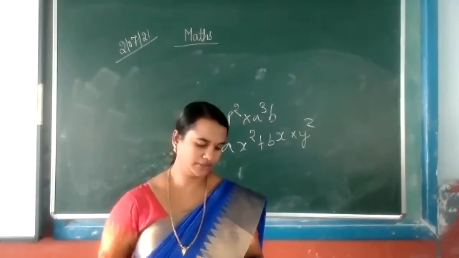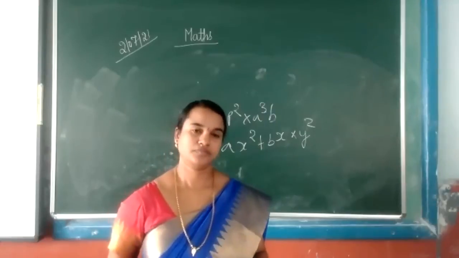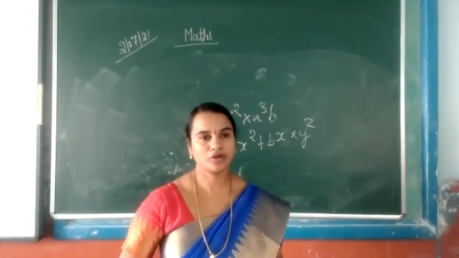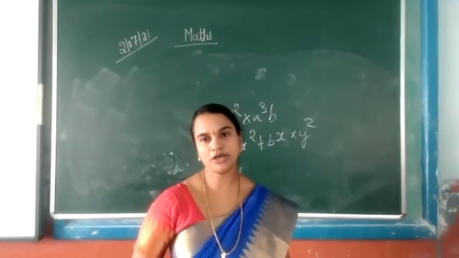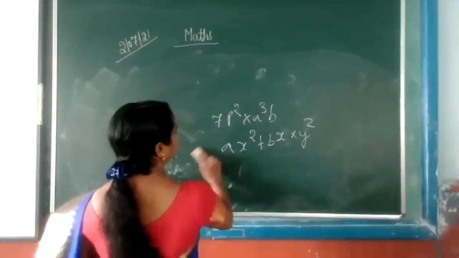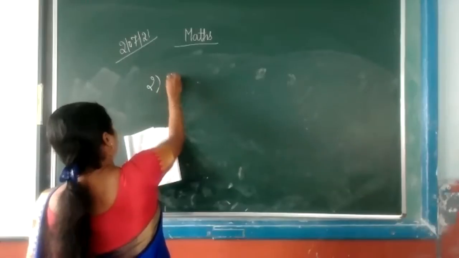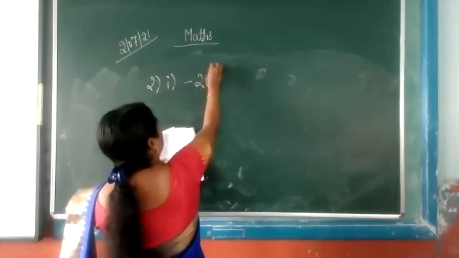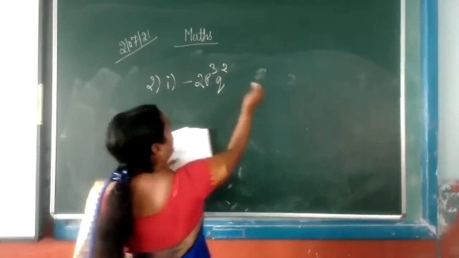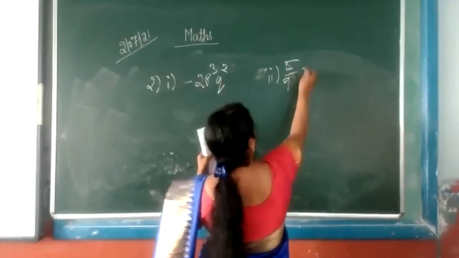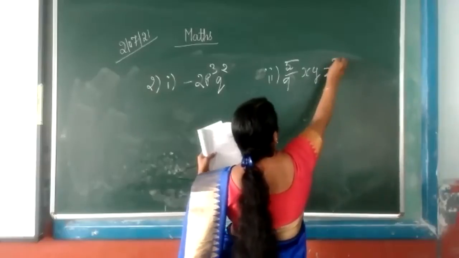Now second one, that we will do in the copy. Second exercise, first question: minus 3p cube q square, and second one, 5 upon 9 xy z square.